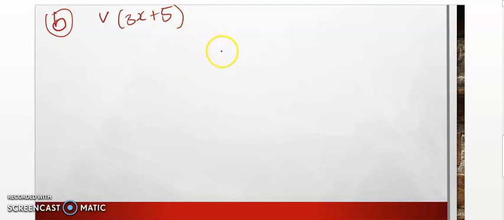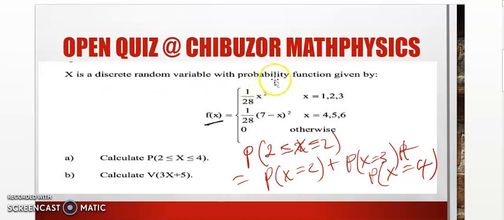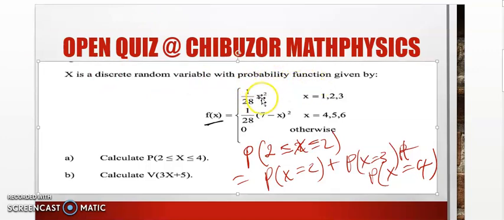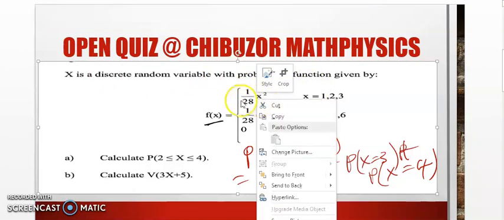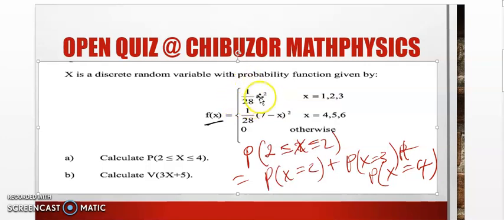So here we are to calculate, this is question B. It is given by v into 3x plus 5, where v is the variance. And we know that if we look back in our original equation, we have x squared here. It simply means that we have 1 over 28x squared. So we are evaluating the variance of 3x.